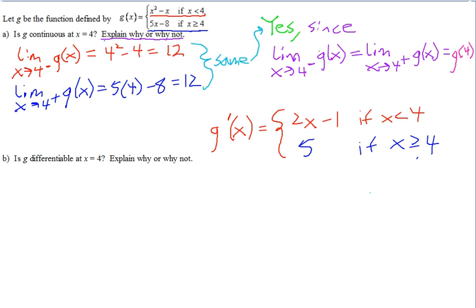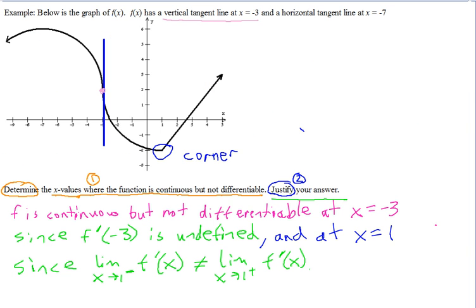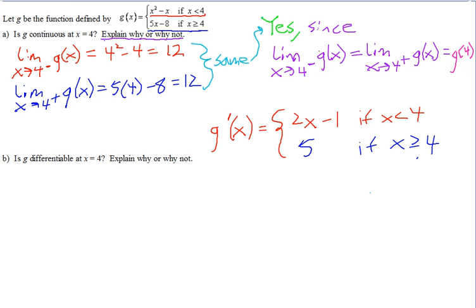So from the left, now we need to find the left and right hand slopes. Just like we saw in the previous one, it wasn't differentiable because the left and right hand derivatives were not equal. Let's see if these are equal or not. So let's find the limit as x approaches 4 from the left of g prime of x. If we substitute 4 in there, 2 times 4 minus 1, that's 8 minus 1 gives you 7.